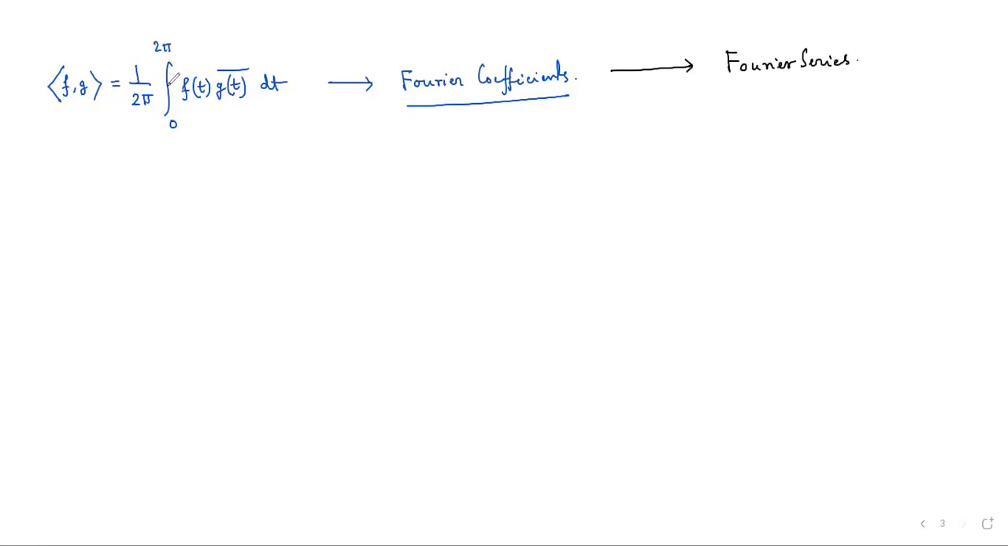Sir, I have a question. Integration of fx dx gives the area under the curve; in class 12 we studied this. Then what does the integration of ft gt dt give, sir? What is the actual meaning of this integration?